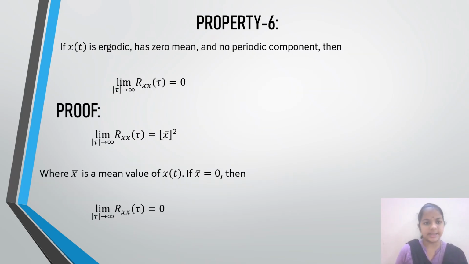Property number 6: if x(t) is ergodic, has zero mean and no periodic component, then the limit as τ tends to infinity of Rxx(τ) equals 0. Proof: the limit as τ tends to infinity of Rxx(τ) is equal to x̄², where x̄ is the mean value of x(t). If x̄ is equal to 0, then the limit as τ tends to infinity of Rxx(τ) is equal to 0.